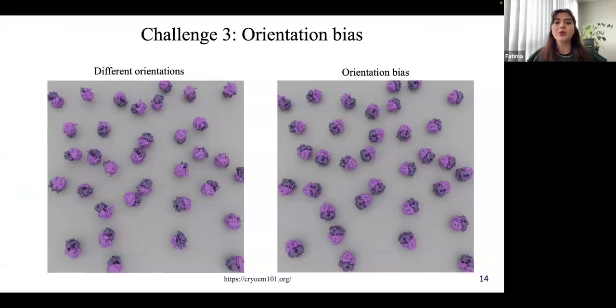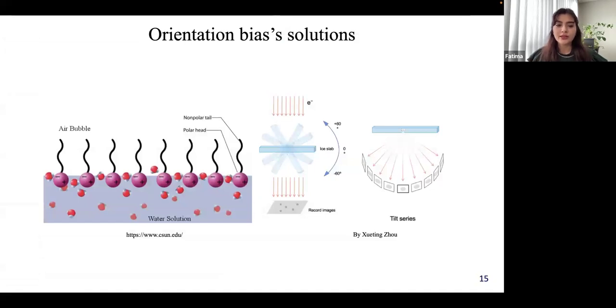The third challenge is orientation bias. As you see from the steps, we need to average our particle images to make a 3D structure. So we need different views and orientations to make that. But what if instead of the left picture, we have the right picture? Here our particles are adapted to very limited orientations. To solve this challenge, there are two solutions. One of them is using detergent.